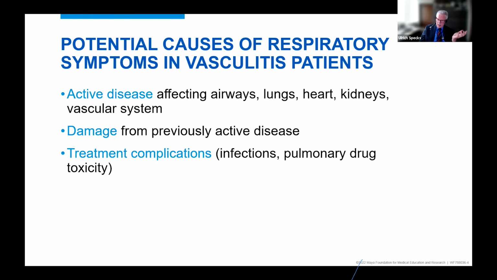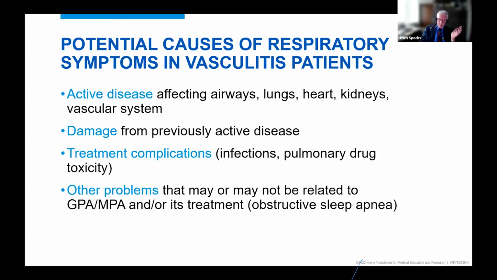Treatment complications can lead to respiratory symptoms, and most commonly, these are infections. And rarely, there are some of the drugs that we use to treat vasculitis that may occasionally have some side effects in the lung that then can cause shortness of breath. And then, of course, there's a whole host of other problems that can lead to shortness of breath or other problems, particularly undetected obstructive sleep apnea, which can lead to high blood pressure in the pulmonary circulation. And we go over that briefly too.